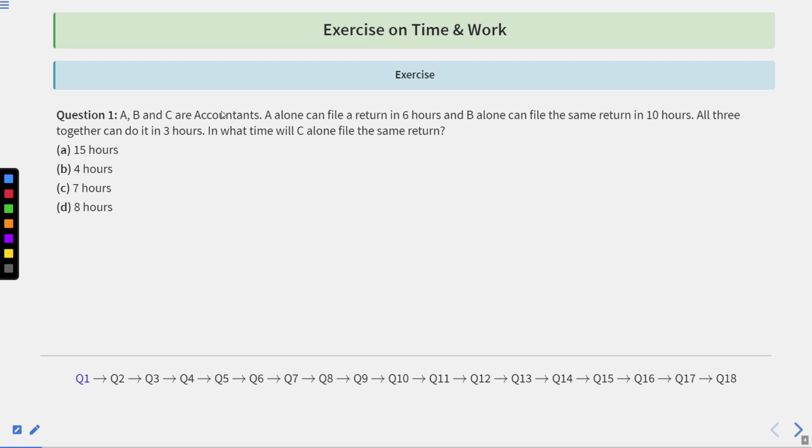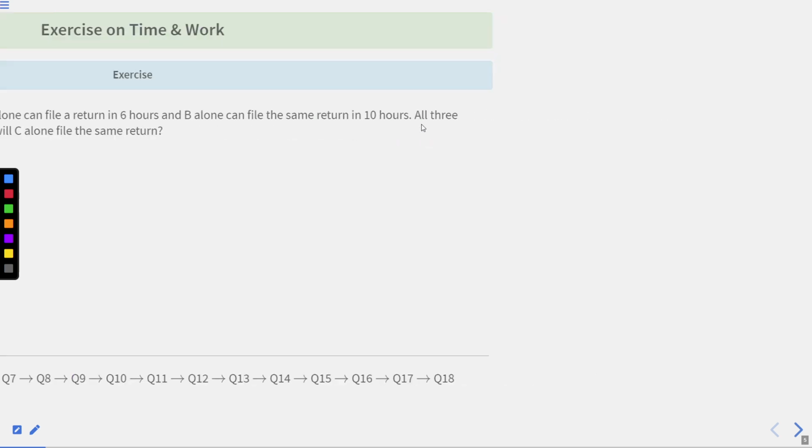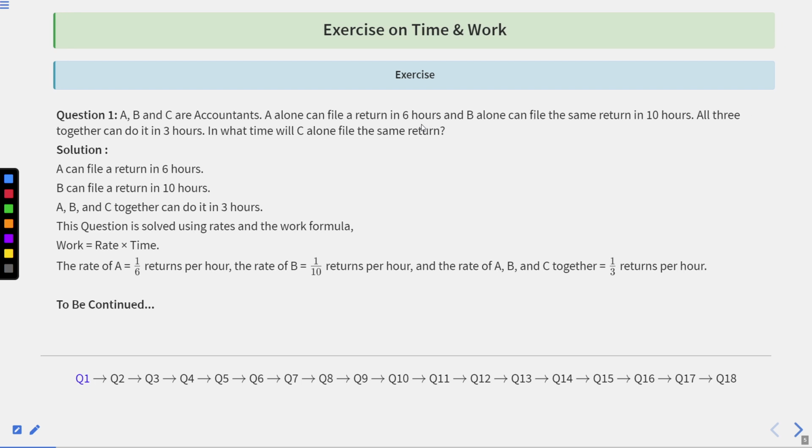A, B and C are accountants. A alone can file a return in 6 hours and B alone can file the same return in 10 hours. All three together can do it in 3 hours. In what time will C alone file the same return? So let us have a look over the solution.